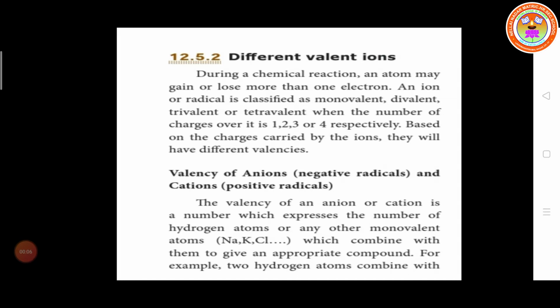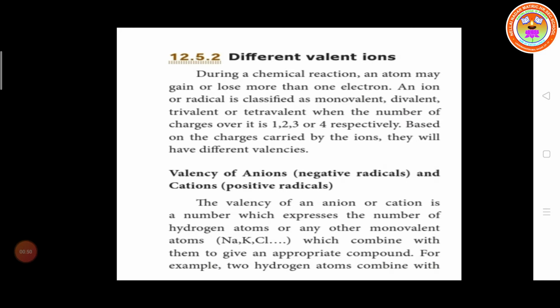In this video you are going to learn about different valent ions. Valent means combining capacity of the element. We know that cation means it has a positive charge and anion means it has a negative charge. During a chemical reaction, an atom may gain or lose more than one electron. If one electron is lost, it is univalent. If 2 electrons are lost or gained, it is bivalent. 3 electrons means trivalent, like that.